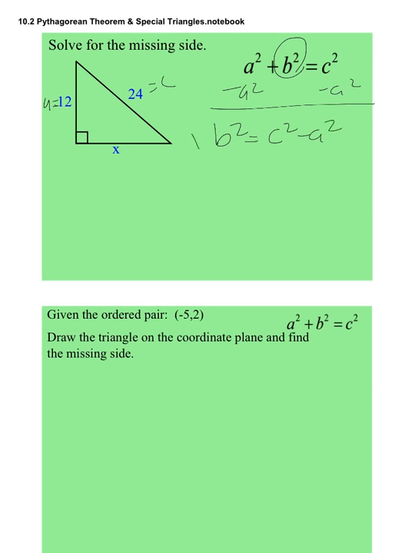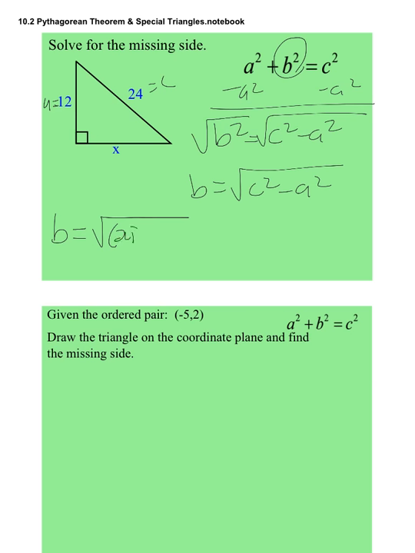To solve for B, we take the square root of both sides, and we get B is equal to the square root of C squared minus A squared. At this point, we can substitute our values in for C and A. So B is equal to the square root of 24 squared minus 12 squared. When we put that into our calculator, we're going to get a result of 20.78.